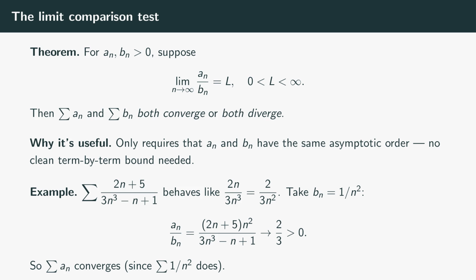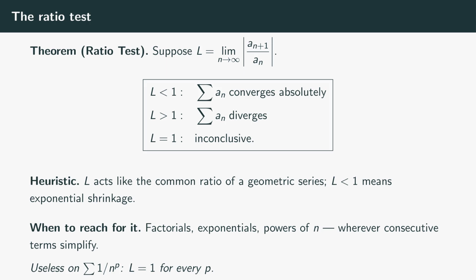Take b_n equals 1/n^2. The ratio a_n over b_n equals (2n + 5) times n^2 over (3n^3 - n + 1), which approaches 2/3, finite and positive. By limit comparison, the sum of a_n converges, since the sum of 1/n^2 does. This is the test you reach for when terms are rational functions of n, or anything whose leading order behavior matches a p-series. Fourth test, and arguably the most used in practice.